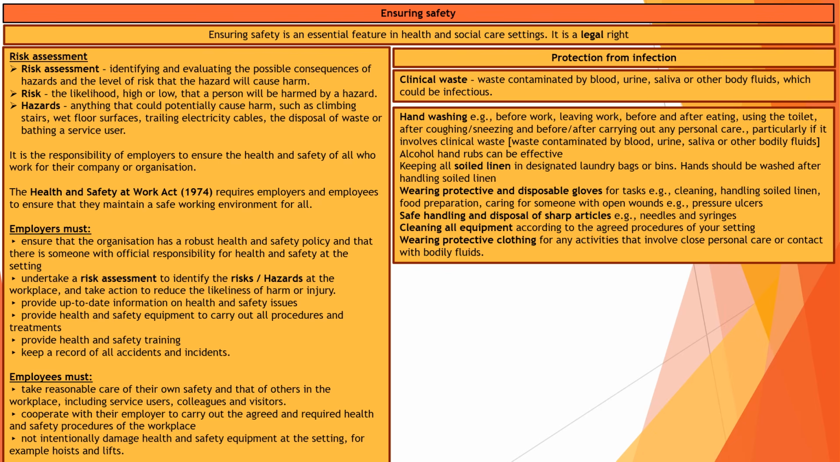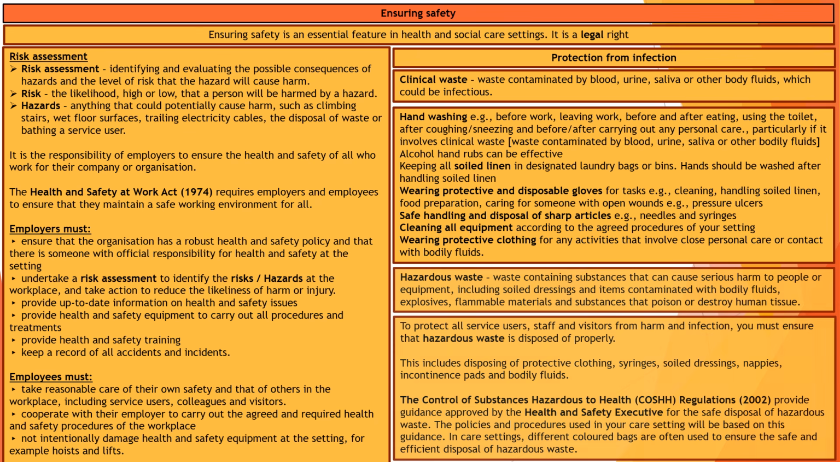So for example, protective gloves or needles or syringes are put into sharps boxes, which are often yellow, and then are incinerated. So this is all about keeping surfaces clean, wearing protective clothing, washing hands to prevent the spread of infection or disease. Hazardous waste, on the other hand, these are substances which are slightly more harmful.